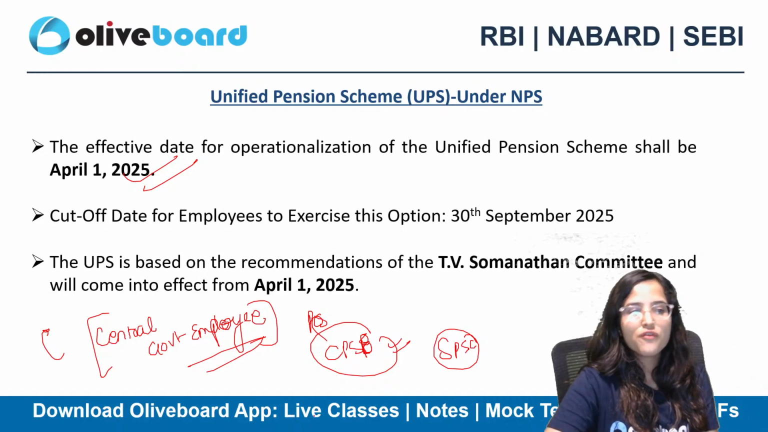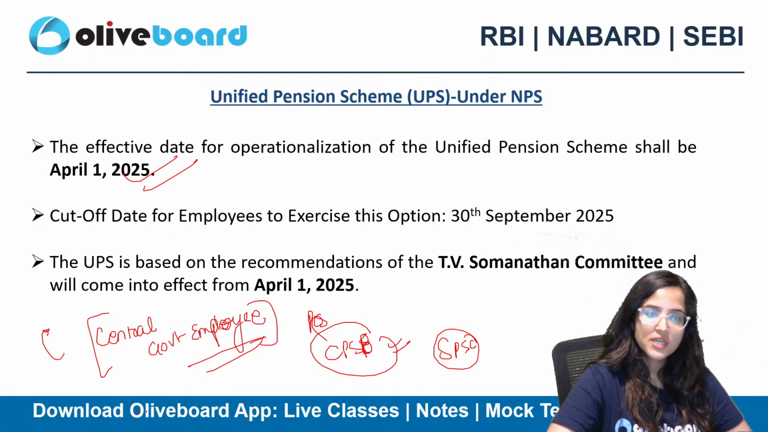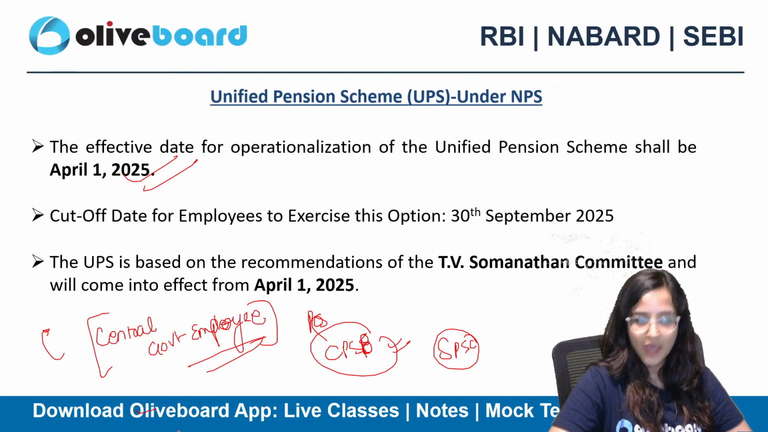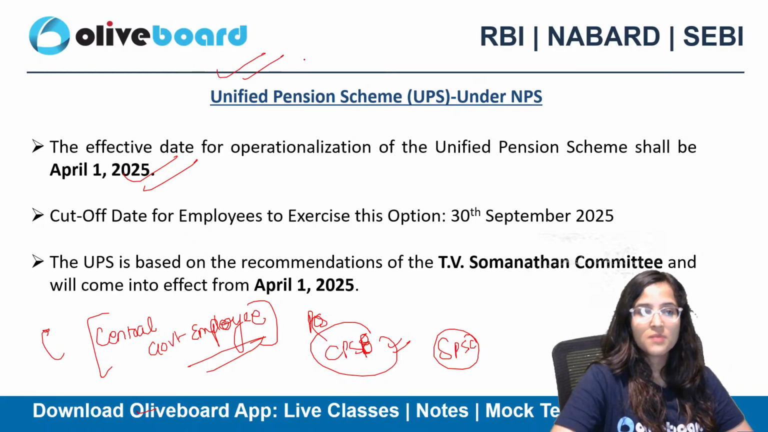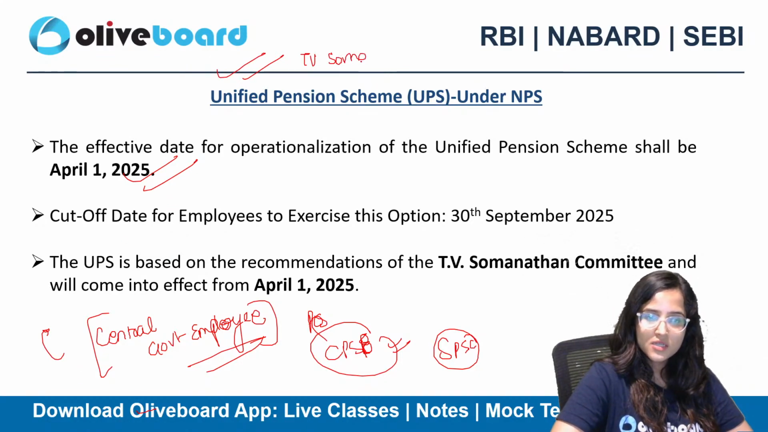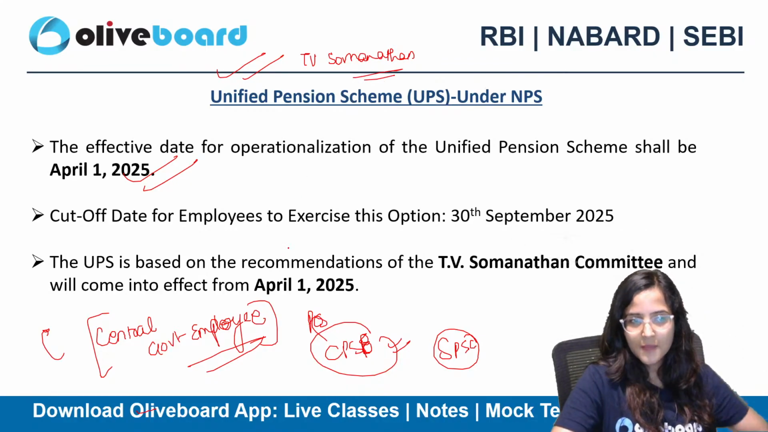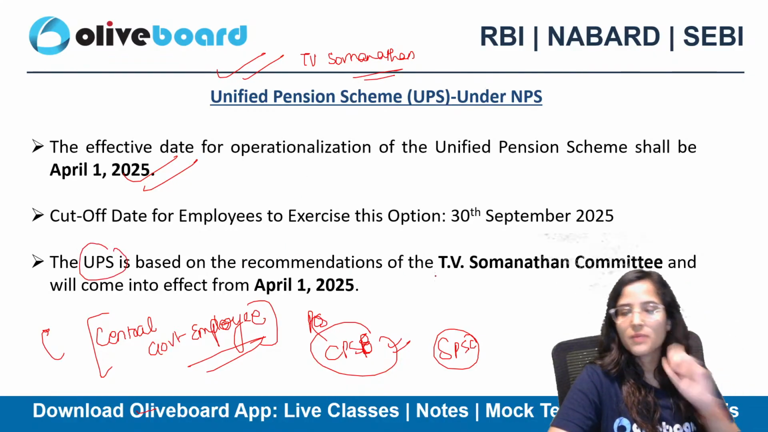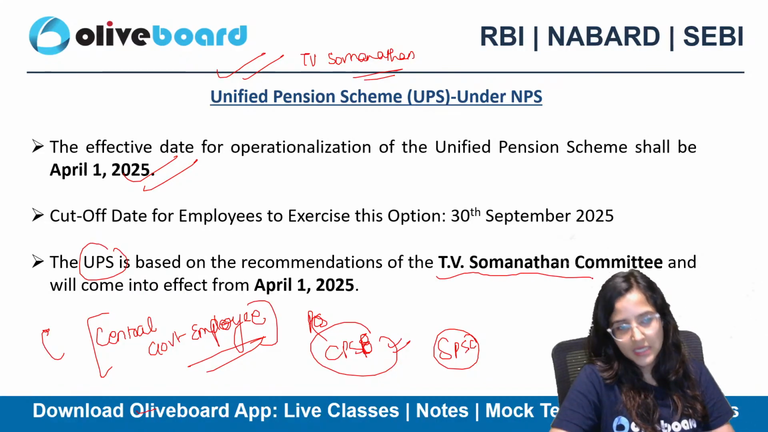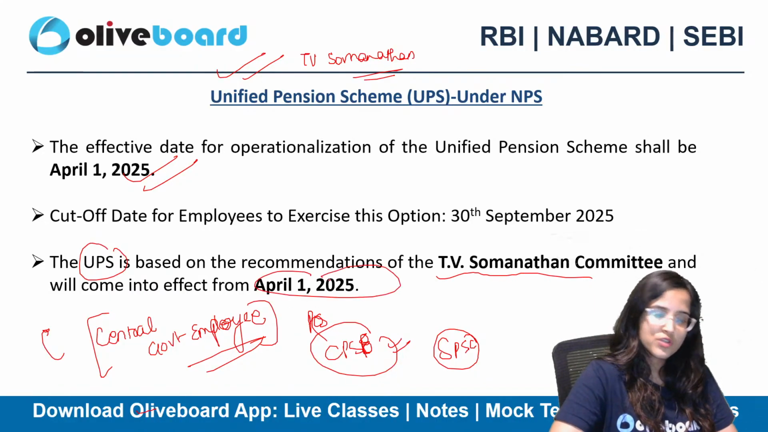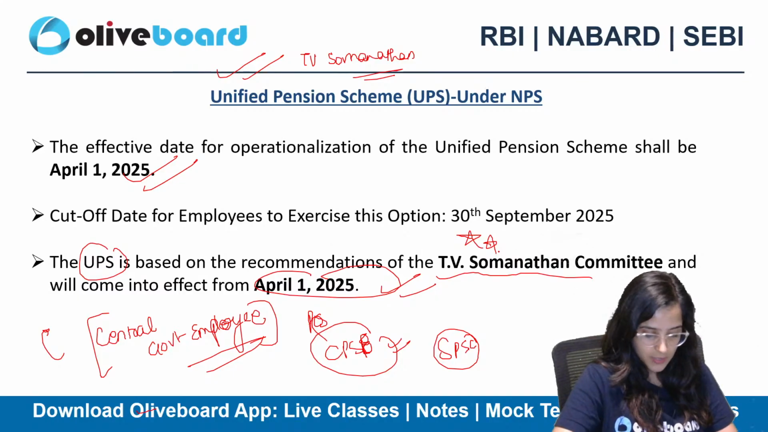Okay? Cut-off date for employees to exercise the option is 30th September 2025, and this UPS is based on which committee's recommendation? TV Somanathan Committee recommendations. Okay? So UPS is based on recommendations of the TV Somanathan Committee, which will come into effect from 1st April 2025. You have to remember which committee: TV Somanathan Committee. Fine.